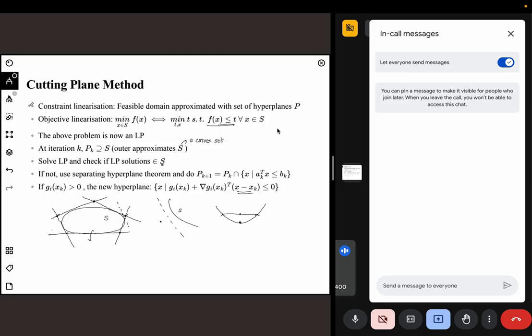Or to put it another way, if you take any linear combination of them, that is going to give you a higher value than the original function value.